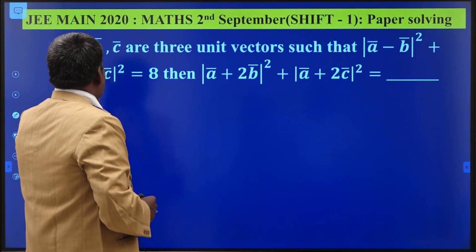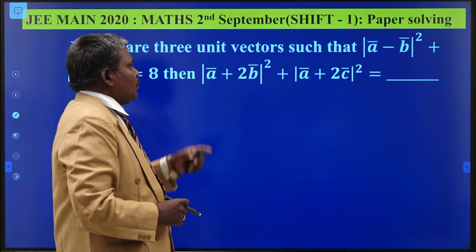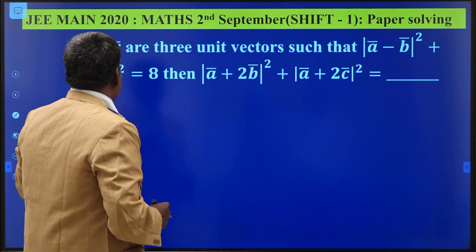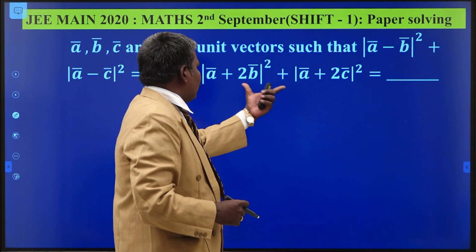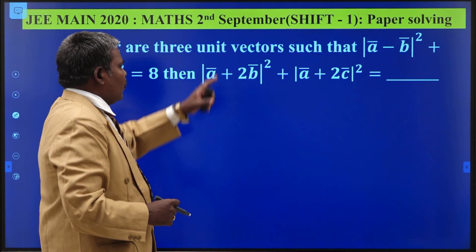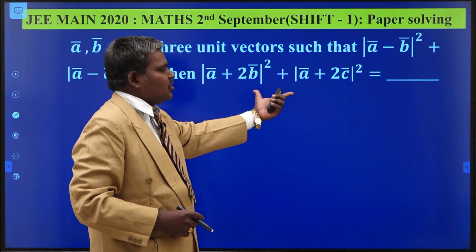See this question. a bar, b bar, c bar are three unit vectors such that modulus of a bar minus b bar whole square plus modulus of a bar minus c bar whole square is 8. Then you have to find out this value. What is given to you? That value is given to you, that equals 8. You have to evaluate this value.